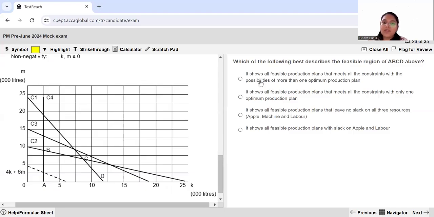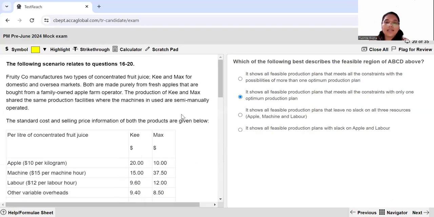Let us go statement by statement. It shows all feasible production plans that meet all of the constraints with the possibility of more than one optimum production plan. No, whatever feasible area that you are identifying, there will be only one optimum production plan. So let's see which statement says it shows all feasible production plans that meet all the constraints with only one optimum production plan. Optimum production plan means the place where you are maximizing your profits, which is only going to be one place, one production plan. So this is what you are going to answer over here.